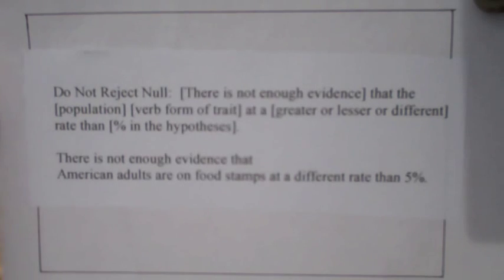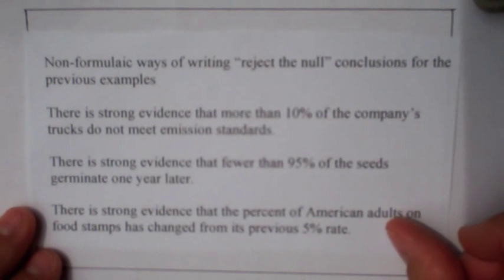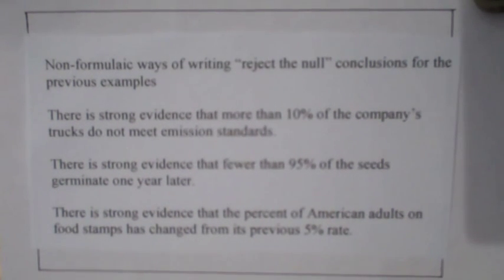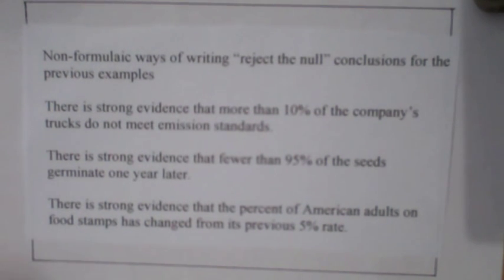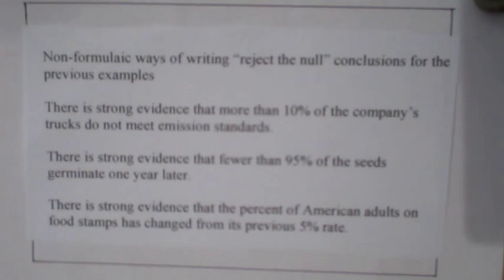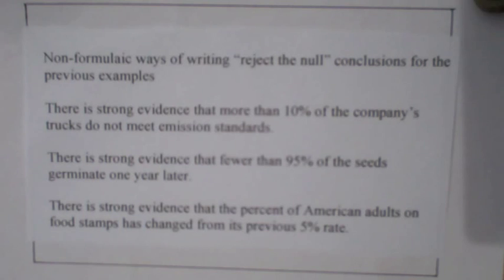Now, I just want to point out, of course, this is a bit formulaic. It's really to help you out when you're starting to write your conclusions. Here are some examples of non-formulaic ways of writing the reject the null conclusions for the previous examples. You could say there is strong evidence that more than 10% of the company's trucks do not meet emission standards. For the second example, there is strong evidence that fewer than 95% of the seeds germinate 1 year later. And for the third example, there is strong evidence that the percent of American adults on food stamps has changed from its previous 5% rate.